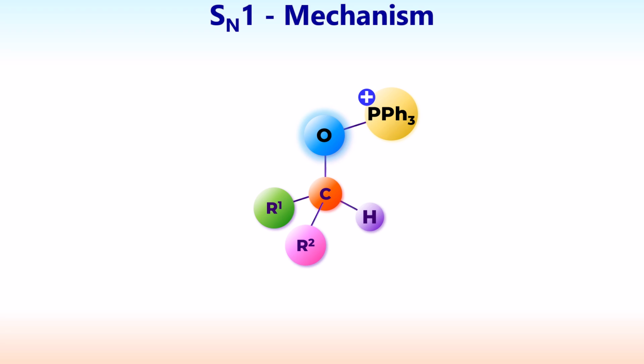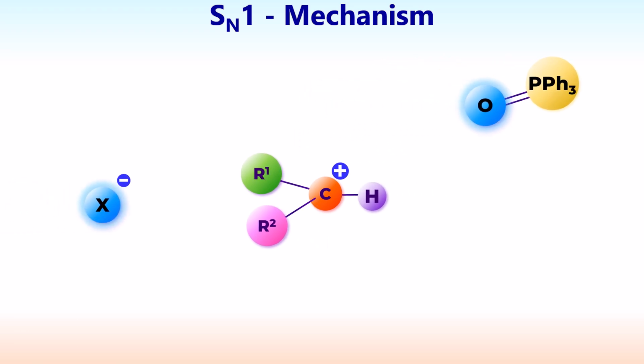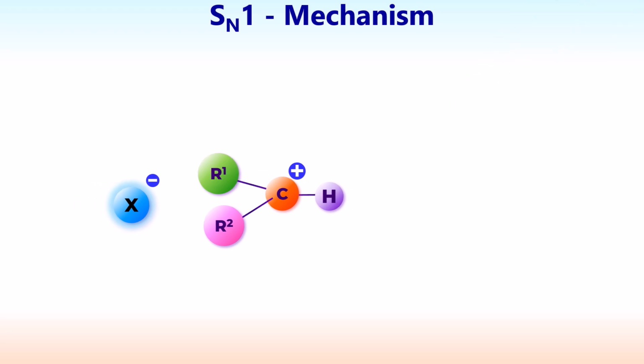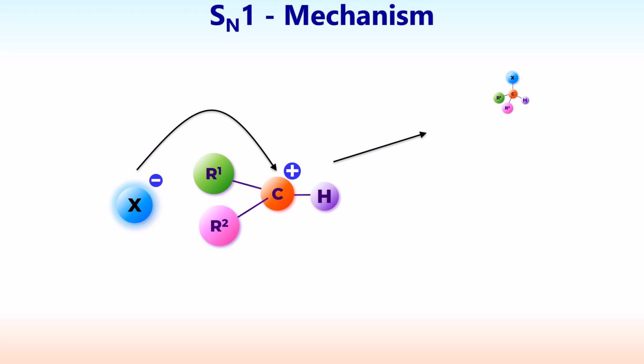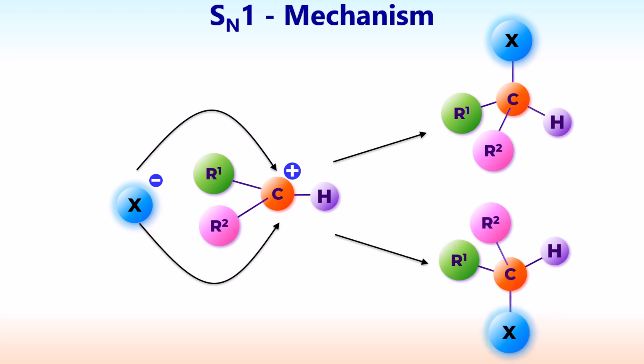Now let us see how the SN1 reaction occurs. Initially, a planar carbocation is formed. Now the carbocation is attacked by the halide ion. The halide ion may attack the carbocation from the top face, or it may attack the carbocation from the bottom face, leading to the formation of a racemic mixture. These two are mirror images of each other and are formed in a 1:1 ratio.